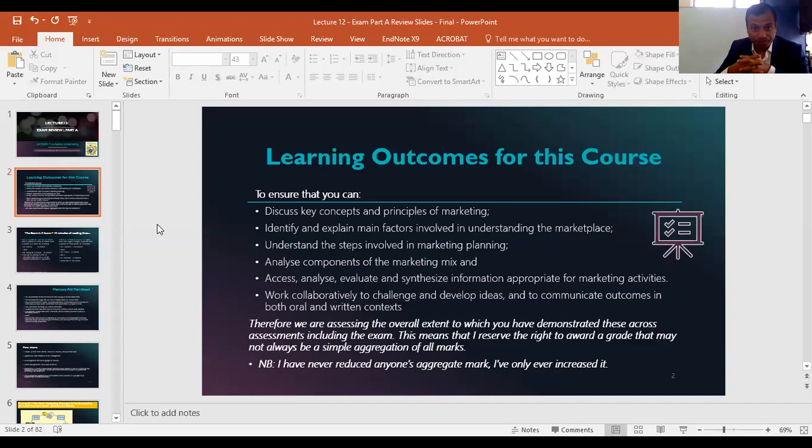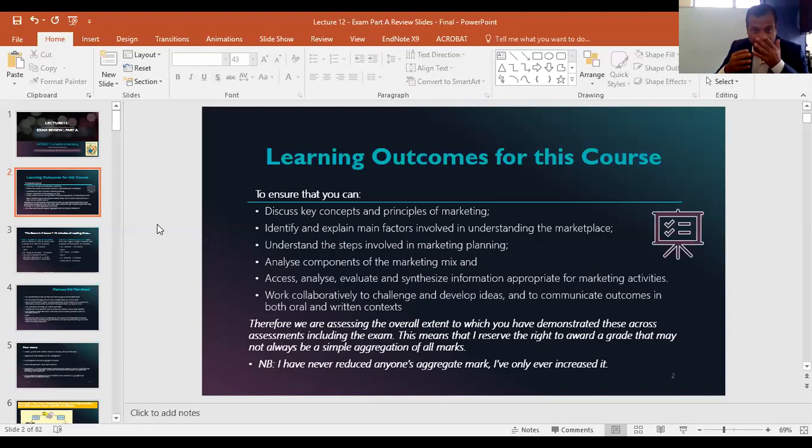The learning objectives or outcomes of this course were to ensure that you can discuss key concepts and principles of marketing, identify and explain the main factors involved in understanding the marketplace, understand the steps involved in marketing planning and decision, analyze components of the marketing mix, the extended 7 P's, access, analyze, evaluate and synthesize information appropriate for marketing activities, and work collaboratively to challenge and develop ideas and to communicate outcomes in both oral and written context. The last objective is covered through the individual as well as group assignment, and the other objectives have been covered through the different key concept discussions during the various weeks.